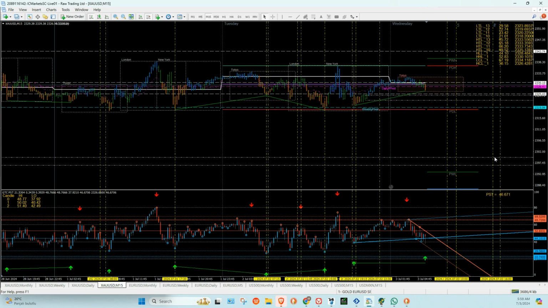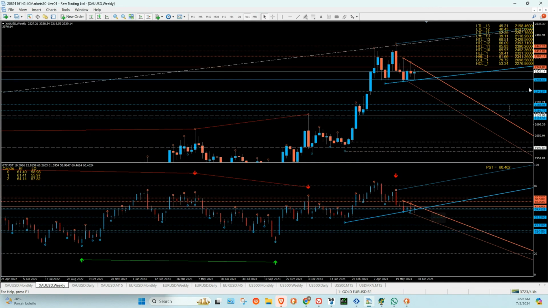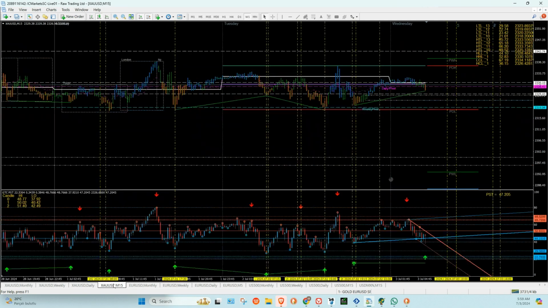Not a bad idea. This is a zone, 2,325, which is, where did I get that from? 2,325, 2,330. I'm sure I got it from somewhere. Okay, maybe I got it from the weekly or the monthly. 2,321. We already done that. No. Okay, maybe I got it off the hourly chart. Okay, which is also fine.